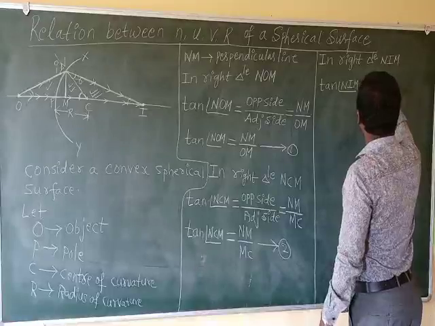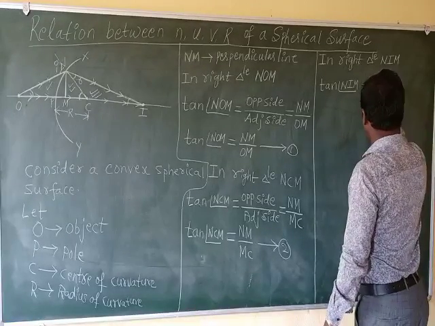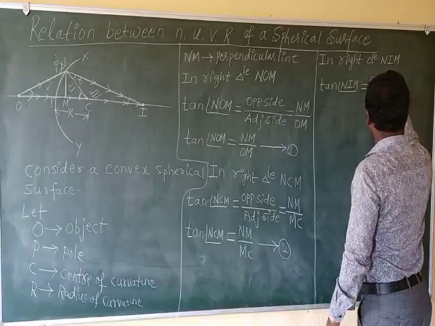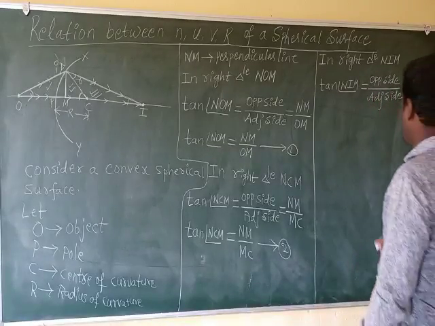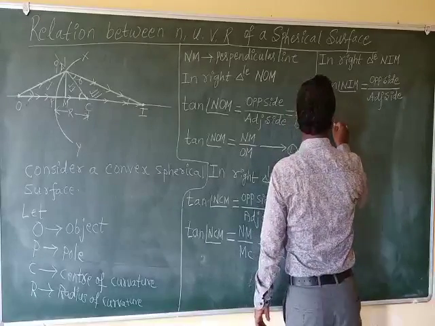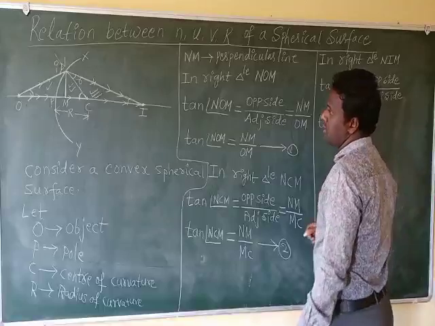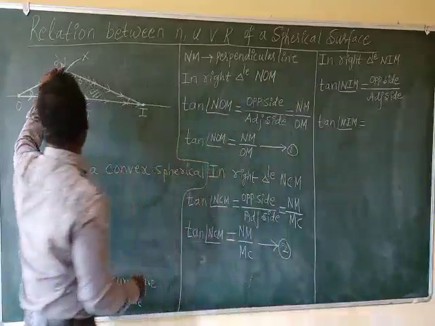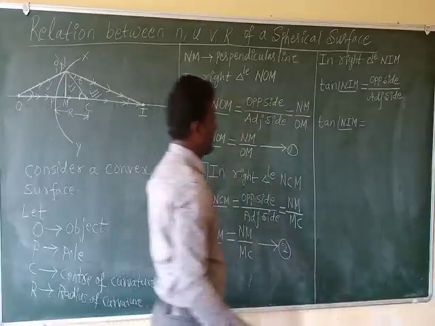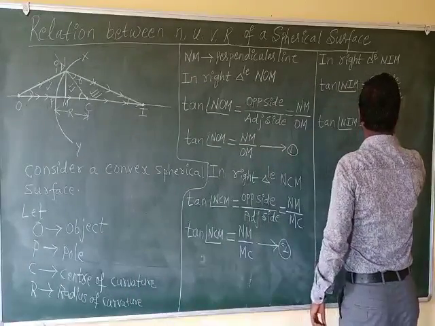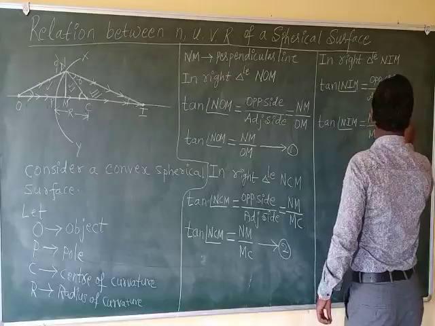So here, opposite side by adjacent side. So tan of angle NIM equals opposite side by adjacent side. What is the opposite side? NM is the opposite side. Adjacent side is MI. So tan of angle NIM equals NM by MI. Equation number 3.